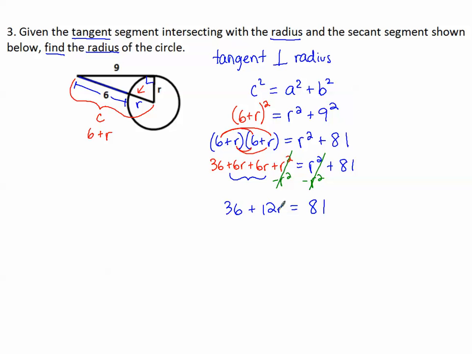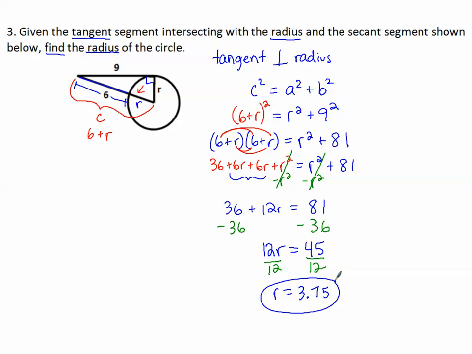Here's the r. I want it by itself, so minus 36 from both sides. Left over with 12r equals 45. Divide by 12. R equals 3.75. Exactly.